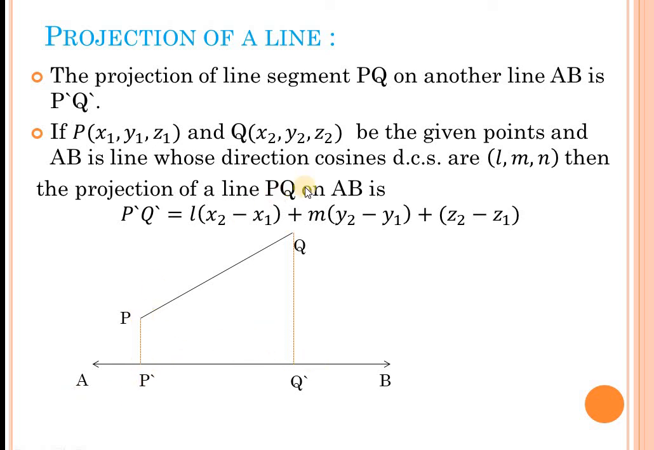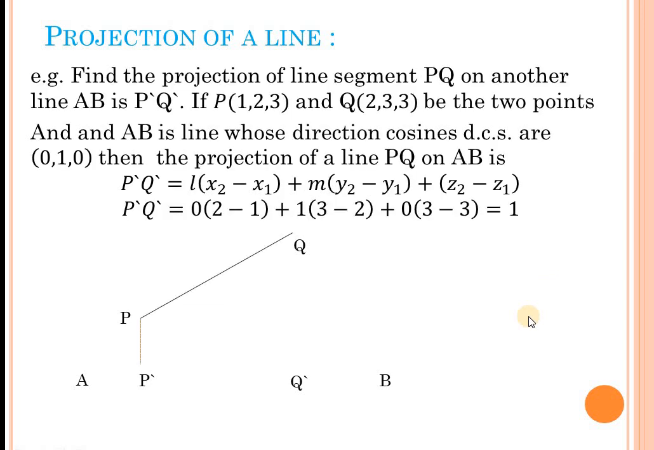If we know the coordinates of P and Q and the direction cosines of line AB: coordinates of point P are x1, y1, z1 and coordinates of point Q are x2, y2, z2, and the line AB has direction cosines l, m, n. Then the projection of line PQ on AB, P dash Q dash, is given as l times (x2 minus x1) plus m times (y2 minus y1) plus n times (z2 minus z1).